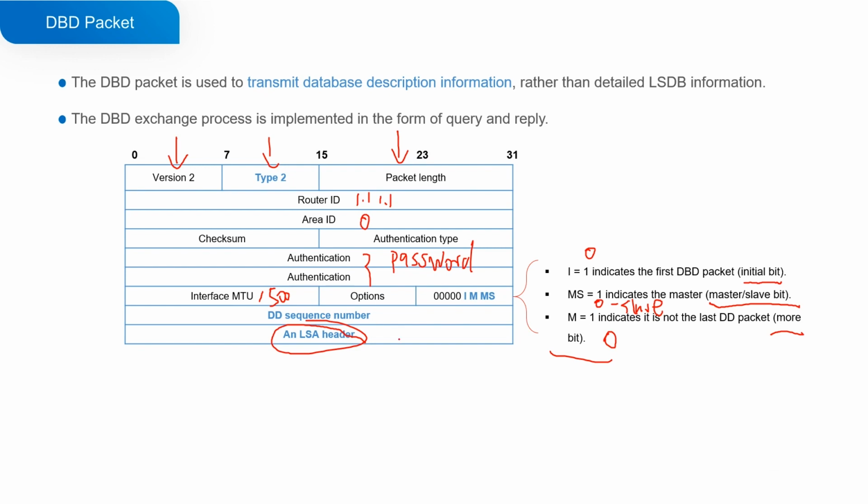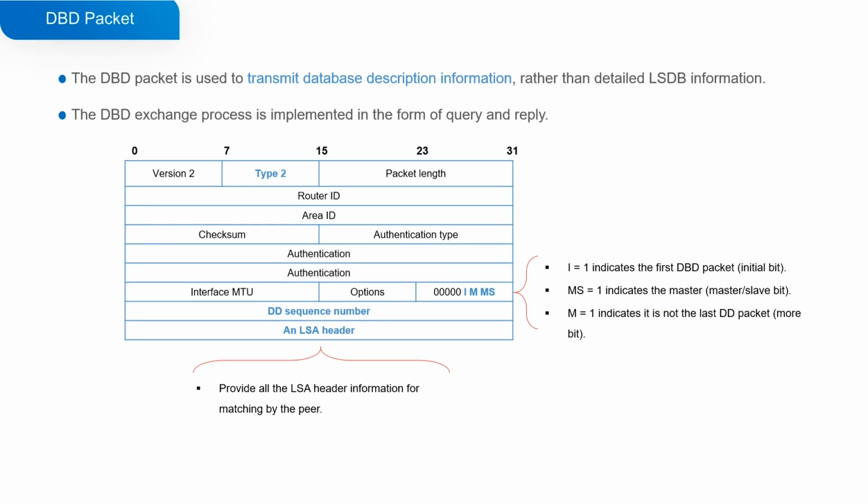This part actually includes the LSA list, or the LSA catalog information. This parameter provides all the LSA header information for matching by the peer, so we receive the LSA header information from the peer router. Next, let's see the real packets captured in our network.